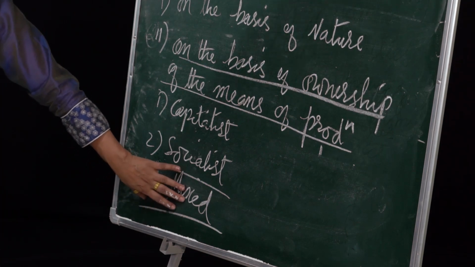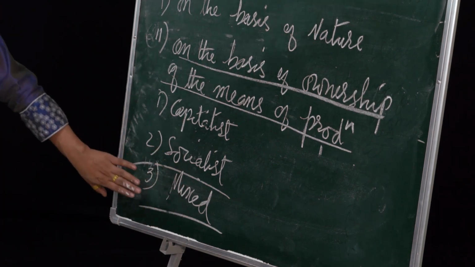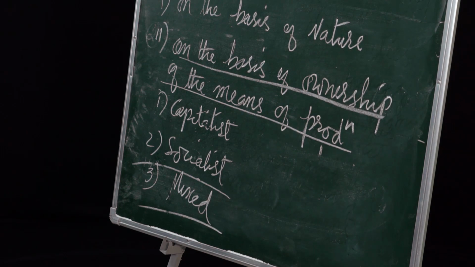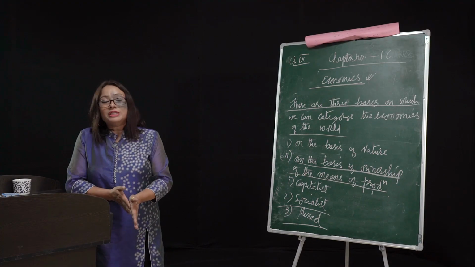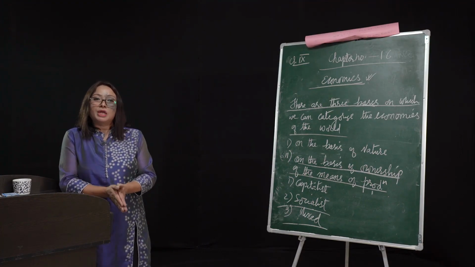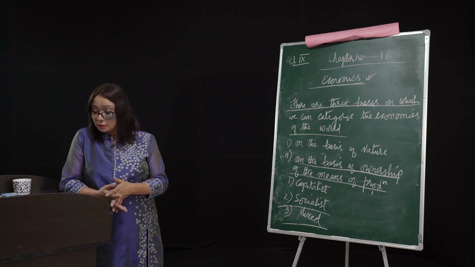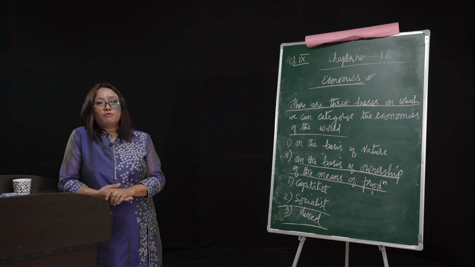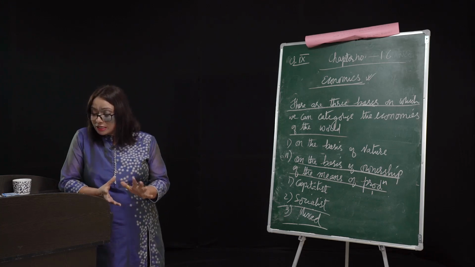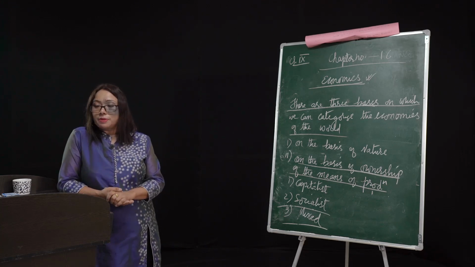So some countries of the world have a mixed economy. India is an example of a mixed economy. So we come to mixed economy. We say that mixed economy is a combination of capitalism and socialism. It is a combined form, or a mixed form, of capitalism and socialism.